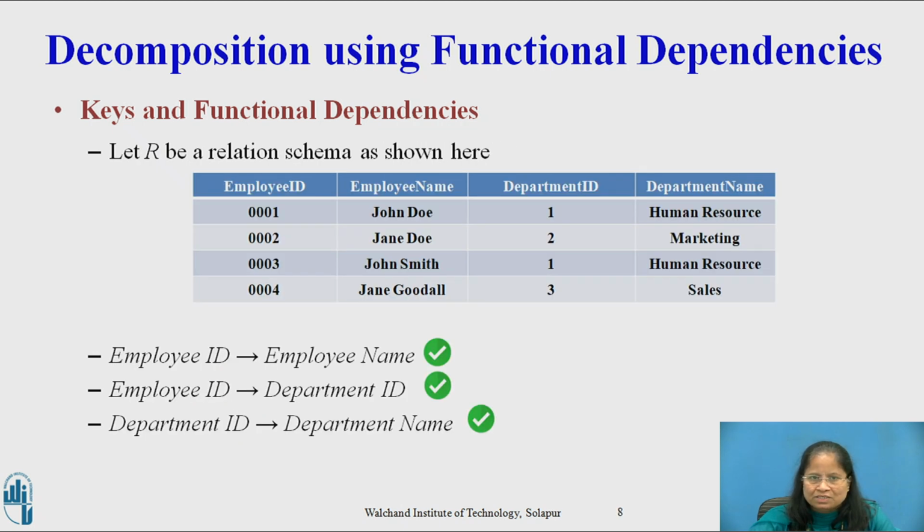Let R be a relation schema with 4 attributes: employee ID, employee name, department ID and department name. Employee ID functionally determines employee name, and employee ID functionally determines department ID, hold on this relation, as the attribute value of employee ID for all tuples in this table is unique. Department ID functionally determines department name also holds on this relation, as for every value of department ID there is a single value of department name.